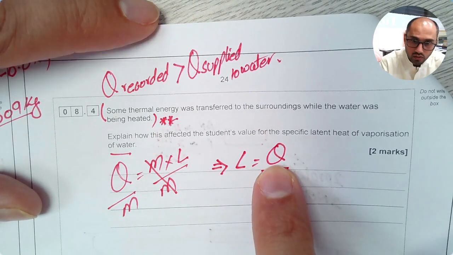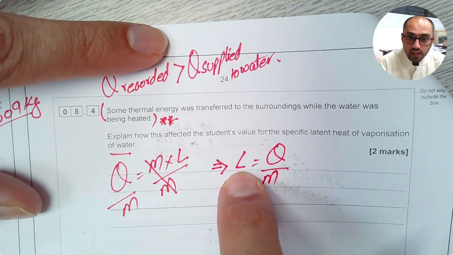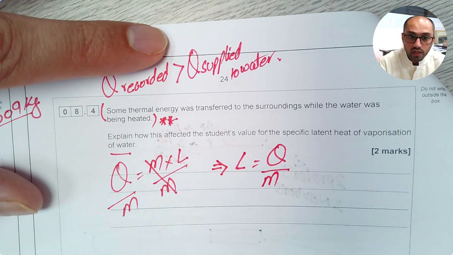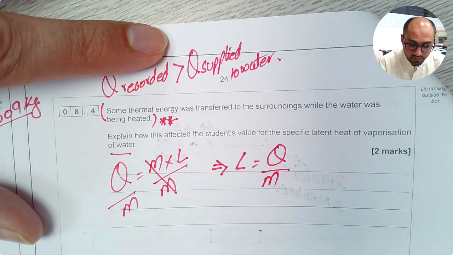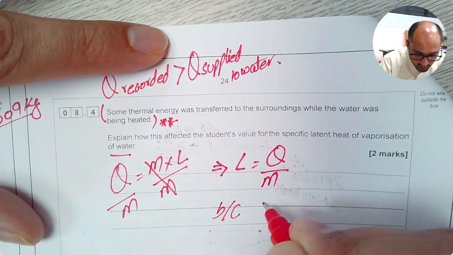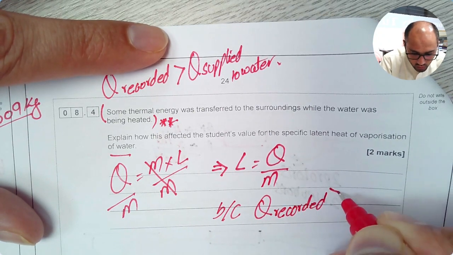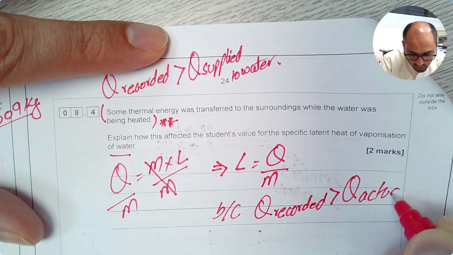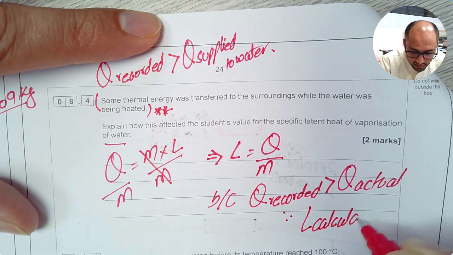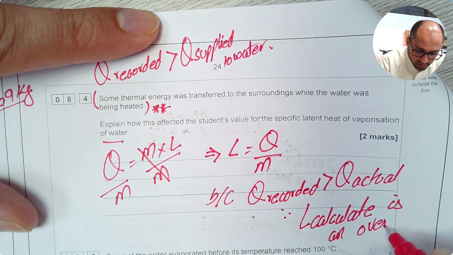So if this value, the recorded value, is more than the actual value, then this means the specific latent heat of vaporization based on student's result is an overestimate of the specific latent heat of vaporization. So I can say because Q recorded is more than Q actual, therefore L calculated is an overestimate.